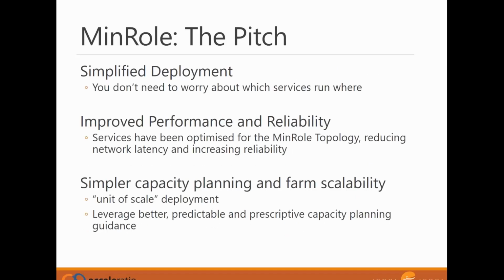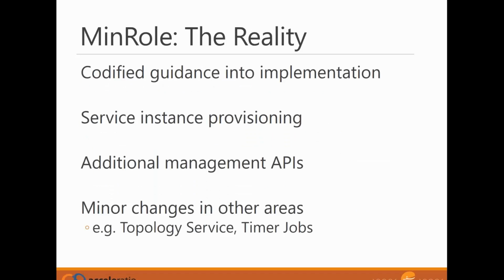And with respect to the last point on the previous slide in terms of the idea of farm scalability, because we have a unit of scale deployment model now, it does make the ability to change the farm's topology over the lifetime of the farm much easier. And that's a key area of the service instance provisioning capabilities. So it doesn't really help with scalability per se, but it helps with flexibility, which a lot of people would consider to be the same thing anyway.